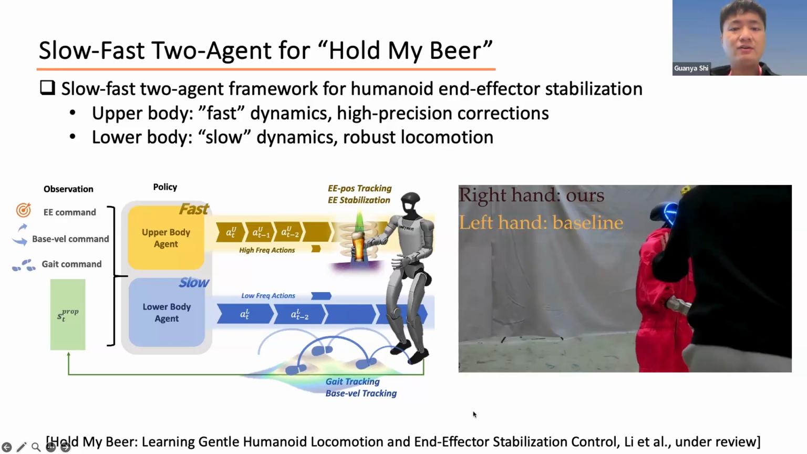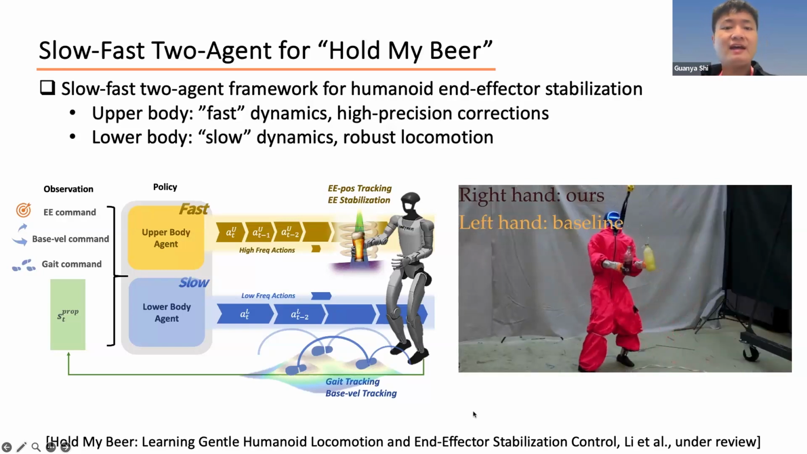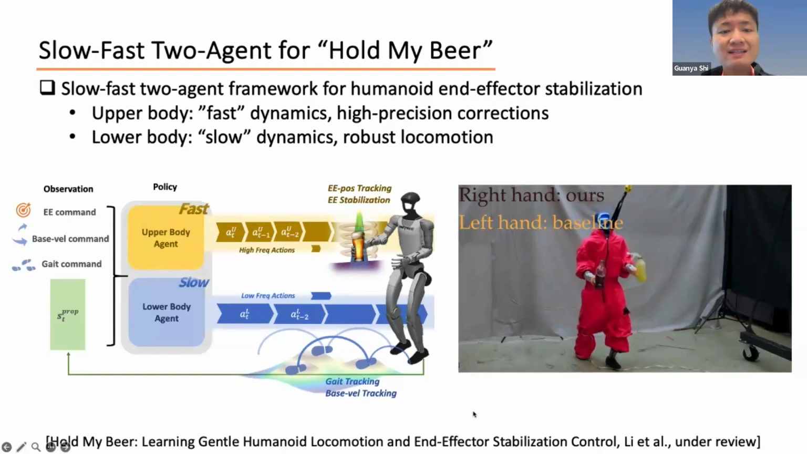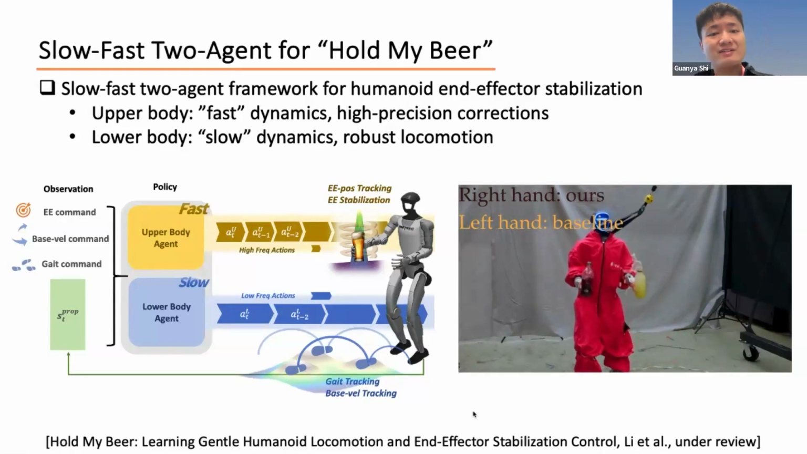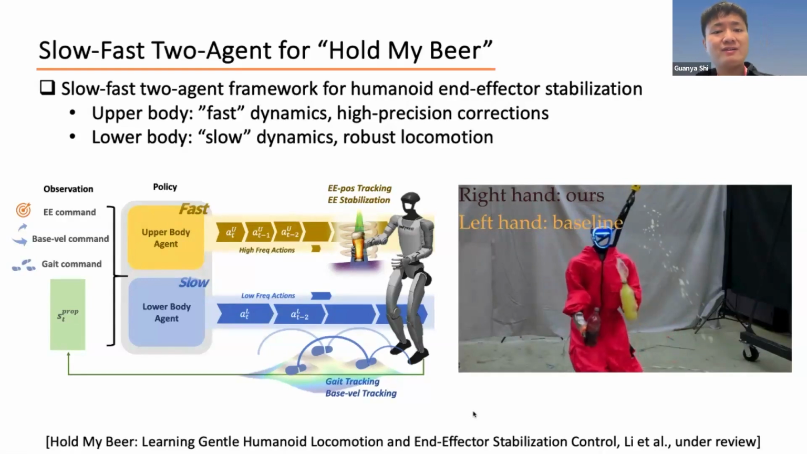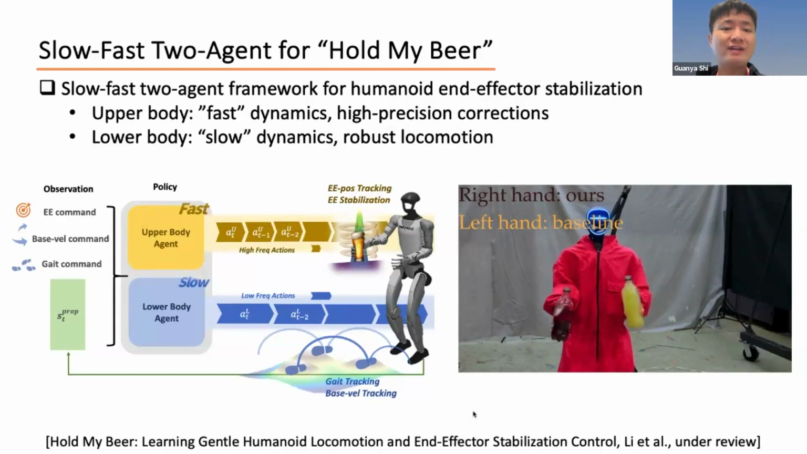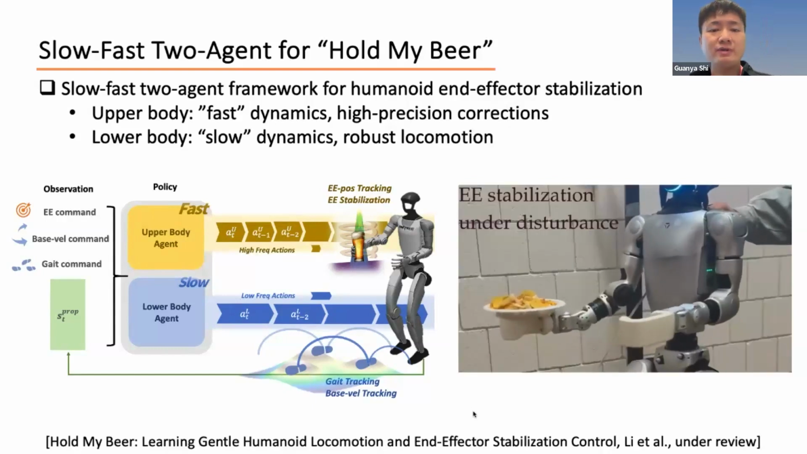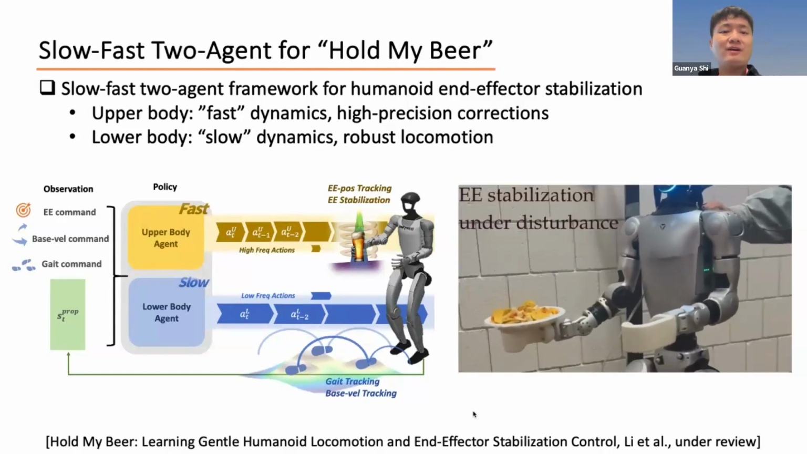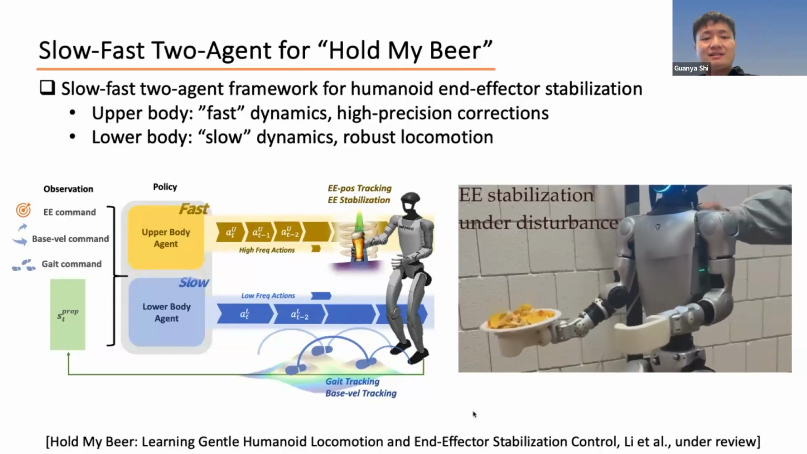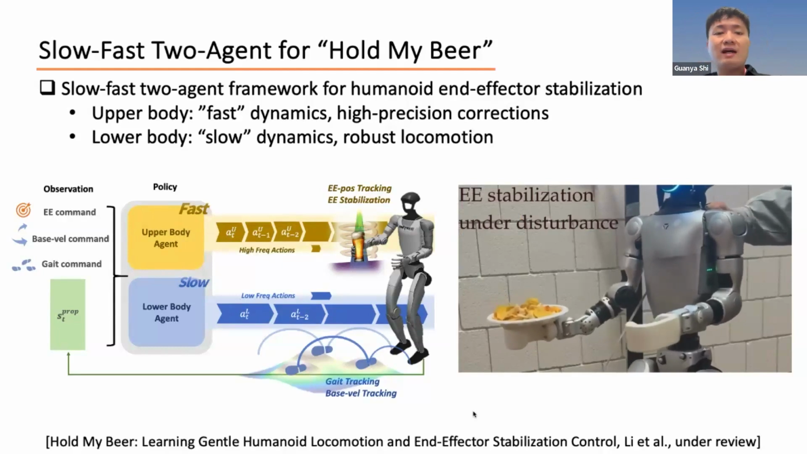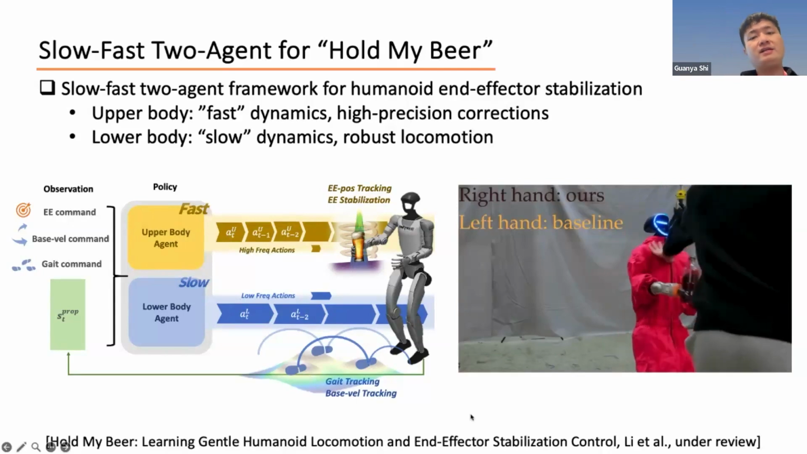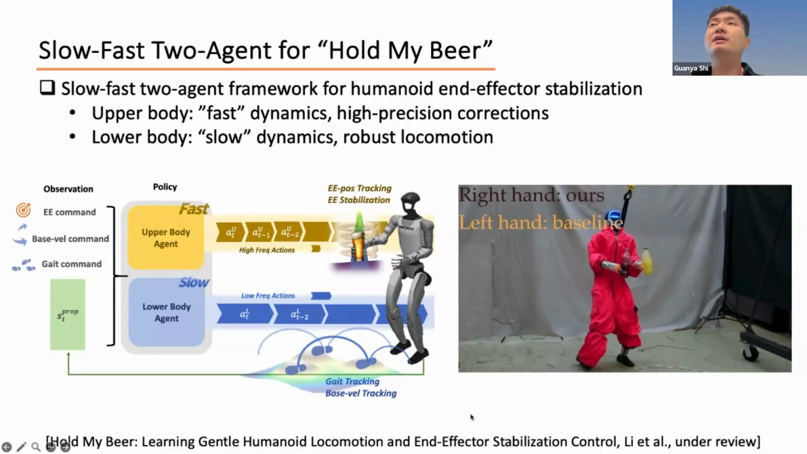I just want to play this video. You can see we push the humanoid, and the left arm is using the baseline. You can see it's not very stable. The right arm is using our method. You can see the drink is still in the bottle. It didn't spill the drink. And you can see the humanoid is holding a lot of chips and didn't drop them because we can stabilize in real time. The upper and lower body can compensate for each other and have some interesting emergent behaviors.